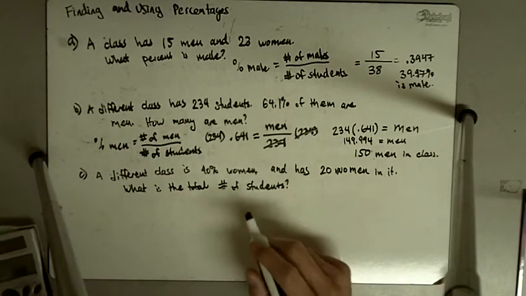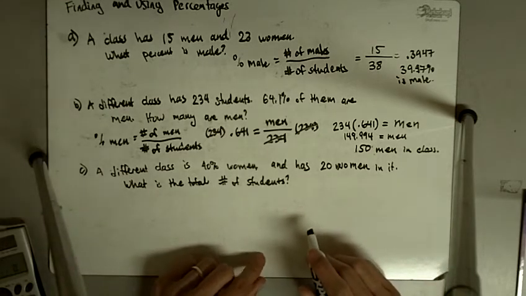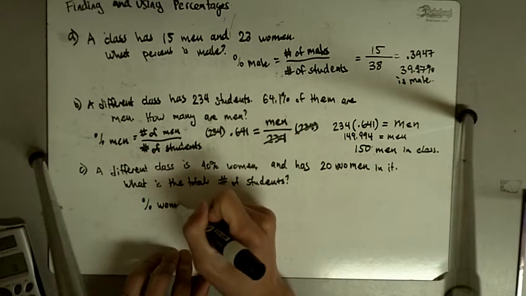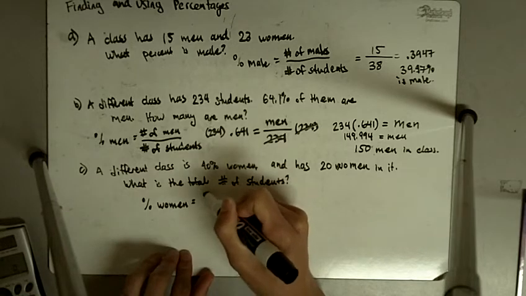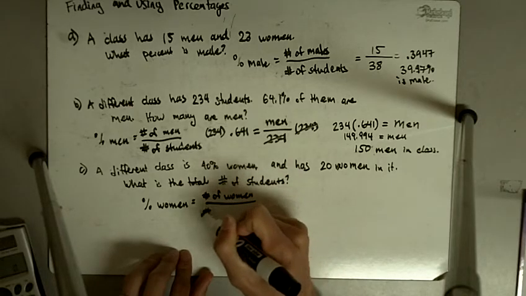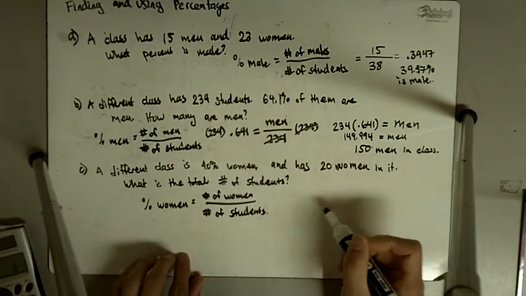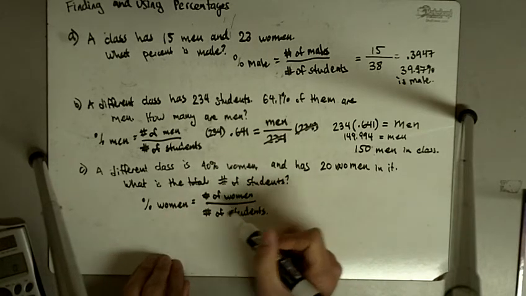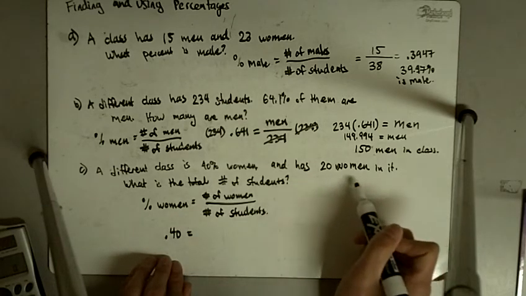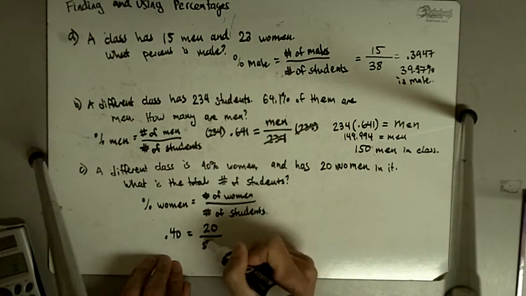Okay, and then the last one says a different class is 40% women and has 20 women in it. What is the total number of students? Okay, so just like all of these other ones, the percentage of women is going to equal the number of women divided by number of students. So in this case, it says we have 40% women, so changing that to a decimal, I have 0.40 is equal to the number of women divided by the number of students. So we have 20 women divided by the number of students.